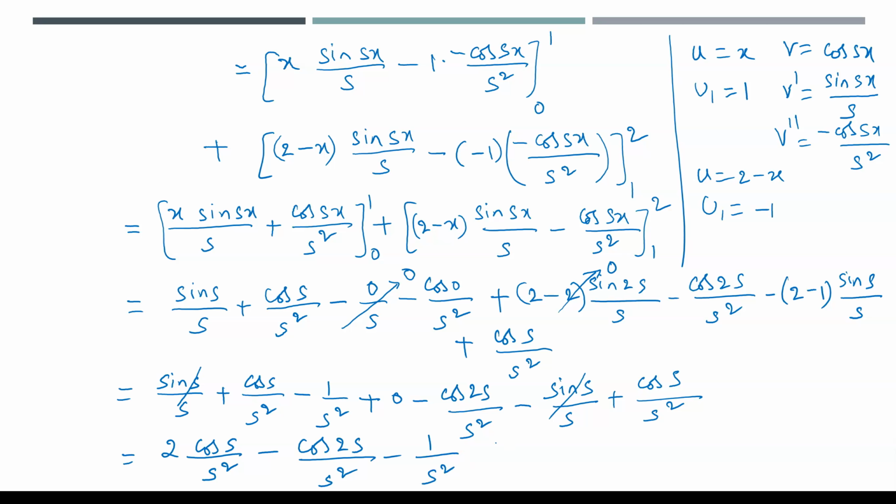So here you can take the LCM. If you take the LCM, you get, or you can take 1 by s square outside, 2 cos s minus cos 2s minus 1. This is the Fourier cosine transform of the function f(x) equal to x in the interval 0 to 1, 2 minus x in the interval 1 to 2, and 0 in the interval 2 to infinity.